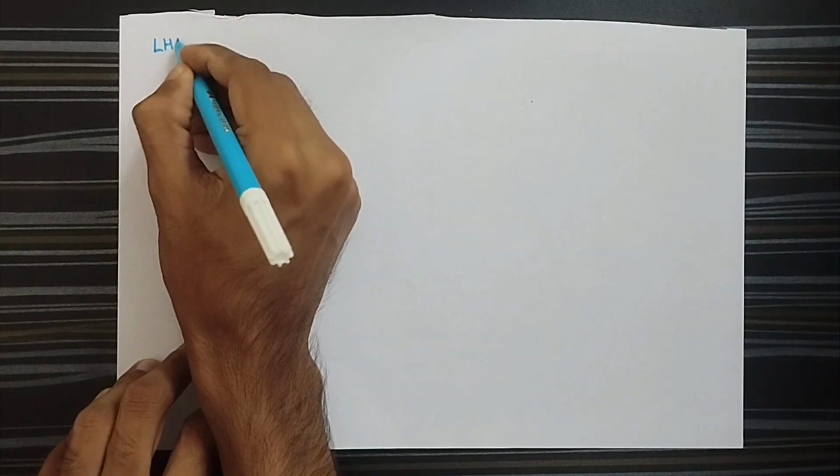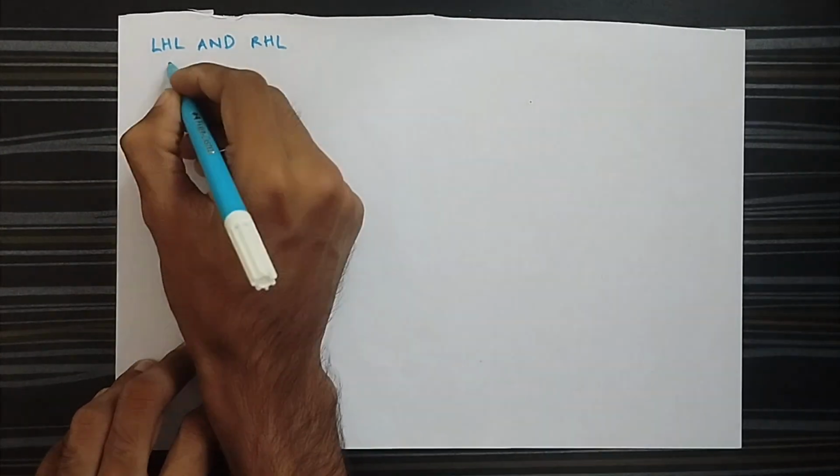Part 2, LHL and RHL. So in the previous class we understood what a limit is. A limit helps us understand what value a function is approaching as the input gets closer and closer to a certain number.